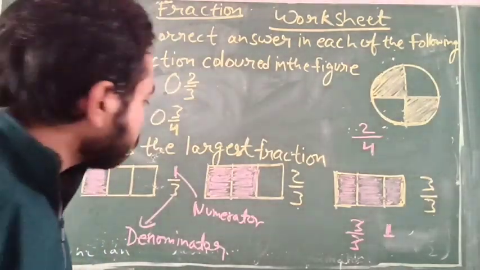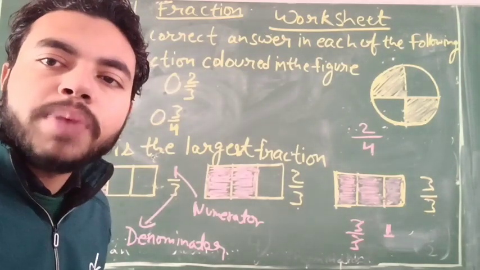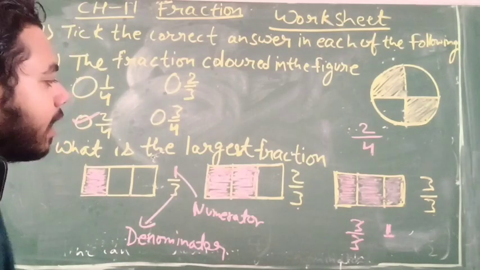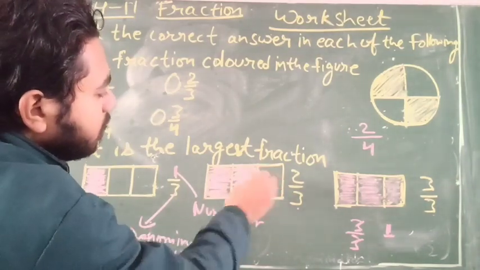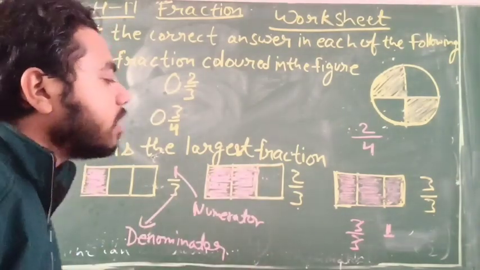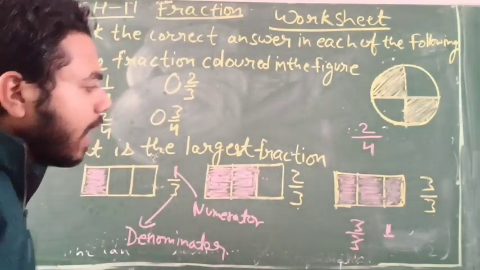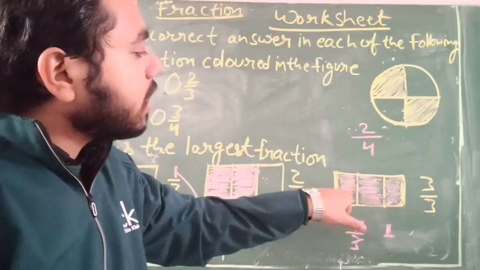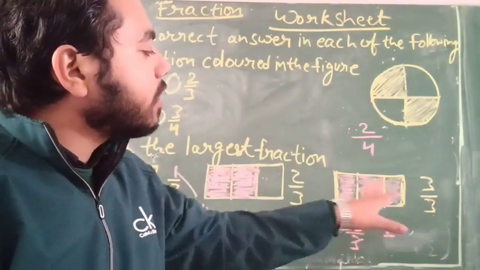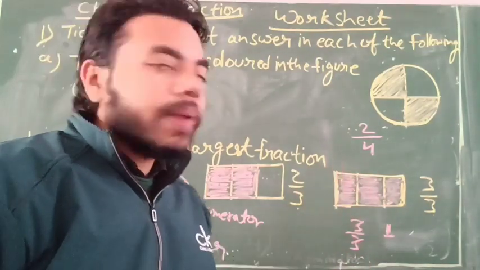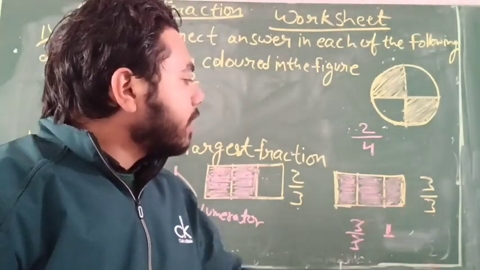It means suppose it is divided into 3 equal parts and you get 1 part. And here the same object is divided into 3 equal parts and we get 2 parts. And here the object is divided into 3 equal parts and we get all of those parts.